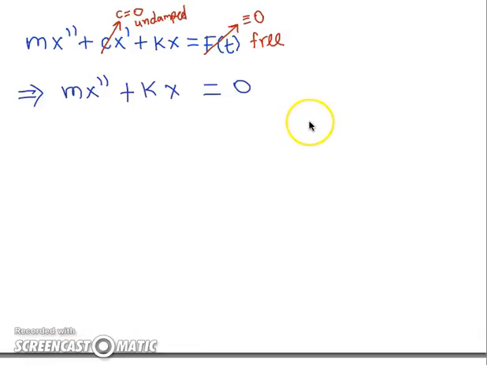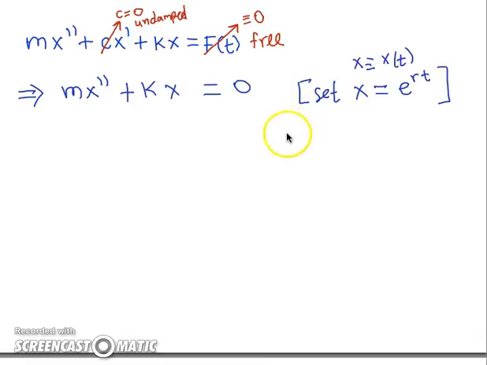This reduces the equation to m times x double prime plus k times x equals 0. This is a homogeneous problem. The coefficients are constant, and so we could proceed as we know, we can assume the solution. Part of what we're assuming here is that x, which is called the state variable, displacement as a function of time, has a solution of the form e to the rt. And then we can continue on computing the characteristic polynomial, the equation, and so on.